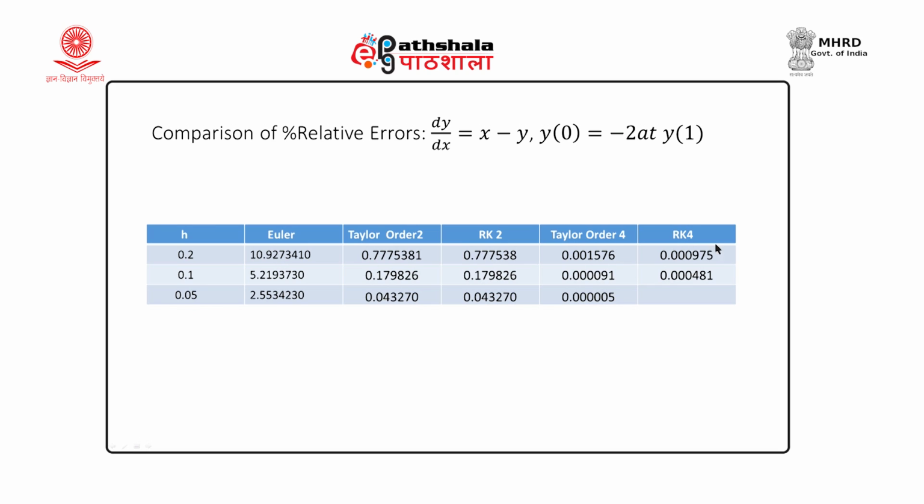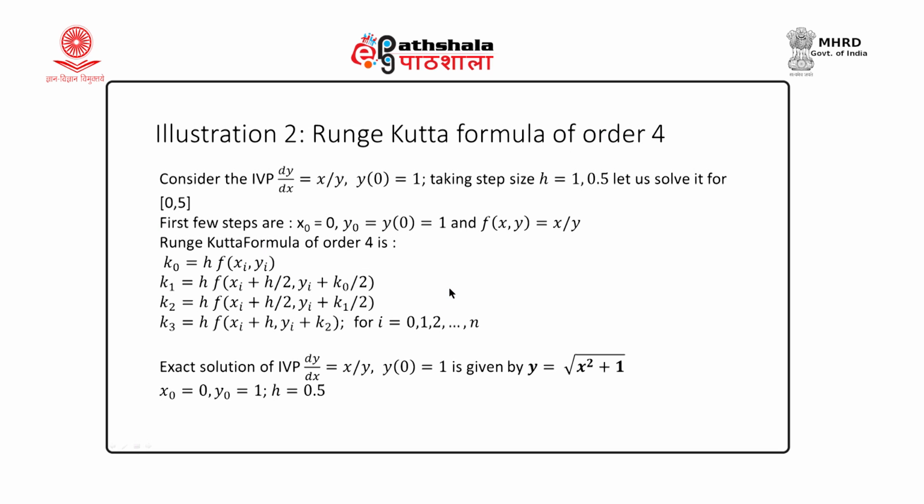So, almost practically nil error. For H equal to 0.1, Euler error has come down to 5%, and Taylor order 2 error has come down to 0.18%, RK2 also the same, and Taylor order 4 practically has no error. For 0.05, Euler is 2.55, Taylor order 2 is 0.04%, RK2 also the same, and order 4 methods have no practical error.